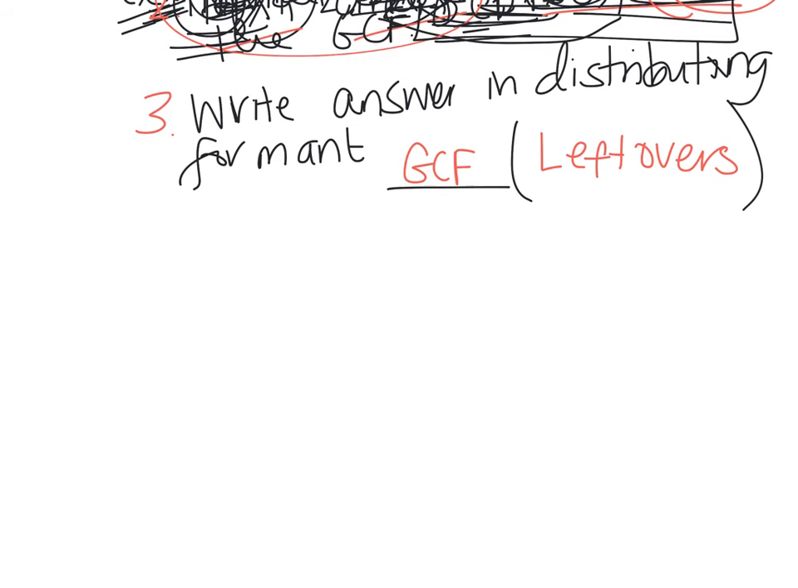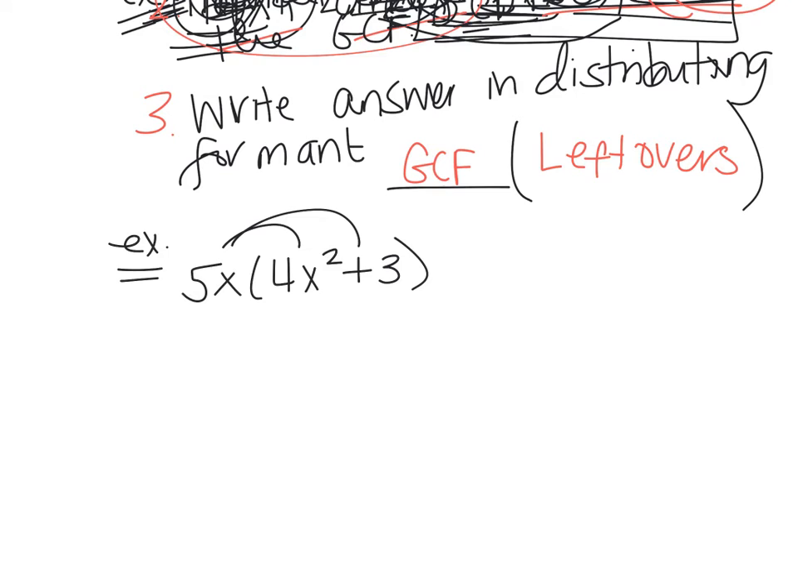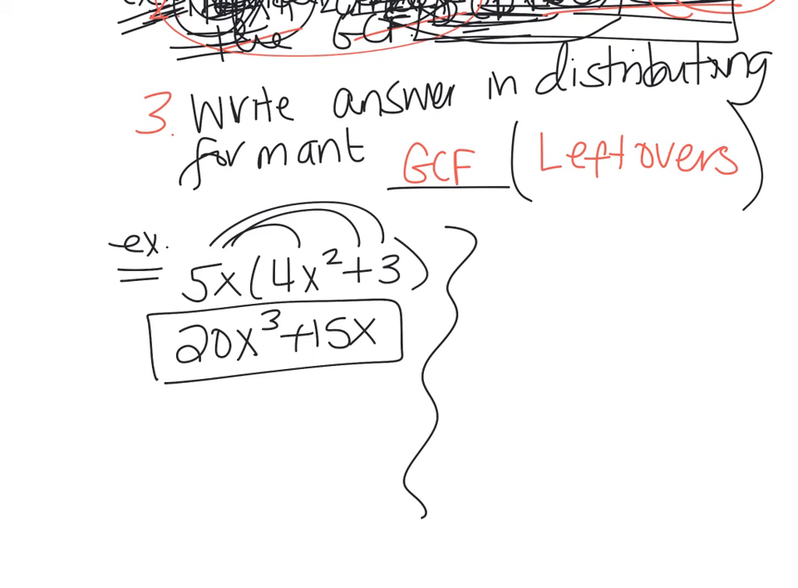Okay? So, we take a problem here, and let's work forwards and then we'll work backwards. 5x times 4x squared plus 3. And everybody pause this video and solve this problem for me real quick. 5x times 4x squared is 20x cubed. 5x times 3 is 15x. So now I'm going to take my answer and work backwards. I'm going to undo distributing.